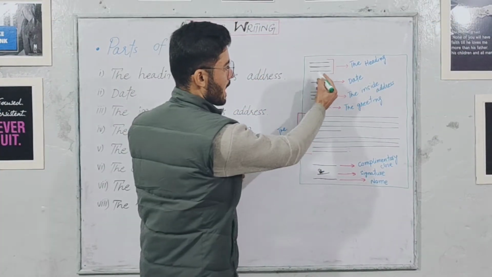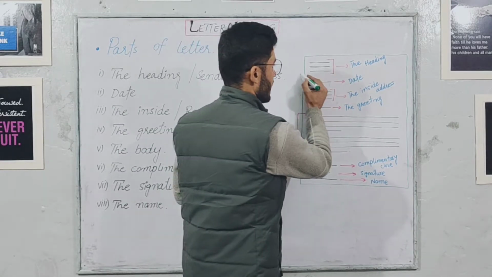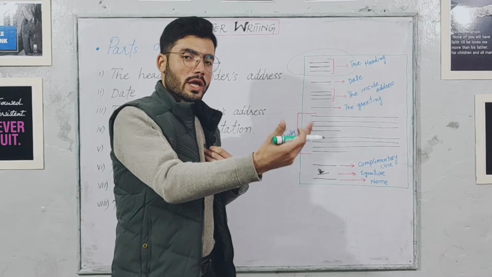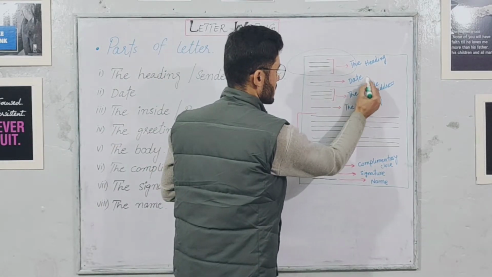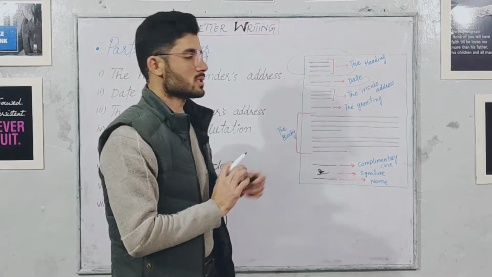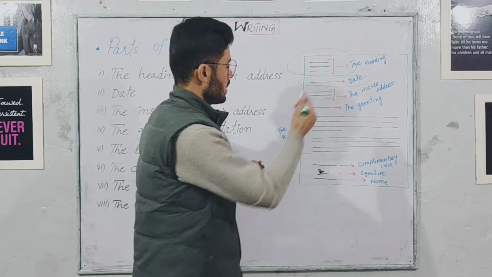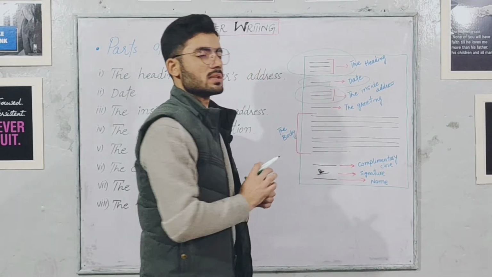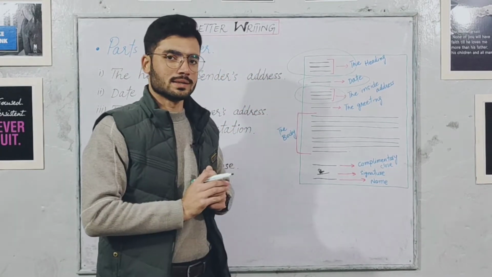First of all, we have the heading or sender's address. So this part is all about the sender's address, meaning my own address, whoever I am sending from. And then is the date. The second part is the date. Just below the sender's address, we will mention the date. After that date, we mention the receiver's address. Whoever we are sending the letter to, we will write that address.